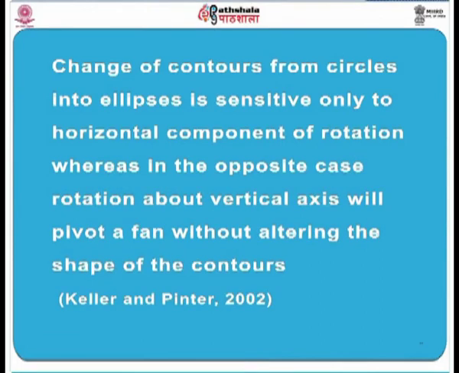Now, it was recognized in 1970 that if a conical fan is tilted, contours across this fan become segments of ellipses. In 1991, West worked out in detail the changes in the shape of a conical fan subjected to tilt. Change of contours from circles into ellipses is sensitive only to the horizontal component of rotation, whereas in the opposite case, rotation about a vertical axis will pivot a fan without altering the shape of the contours. You can find the solution for a tilted cone in the e-text that is available.